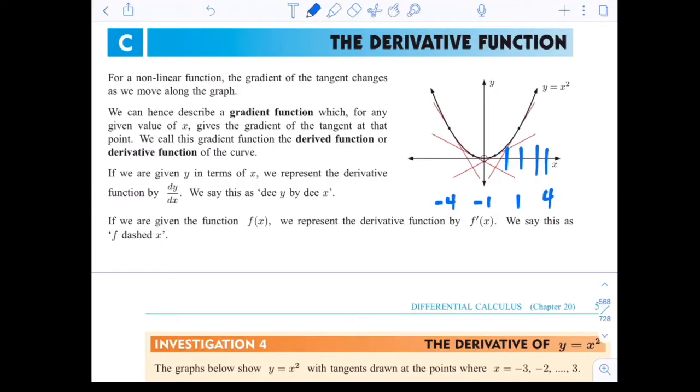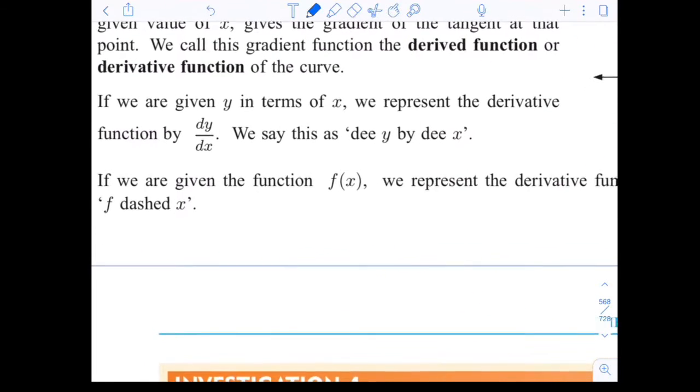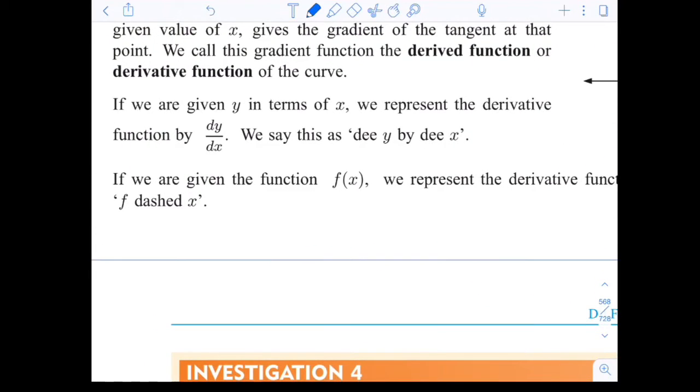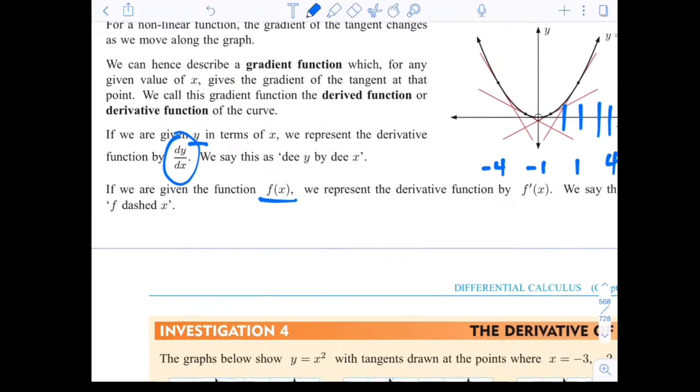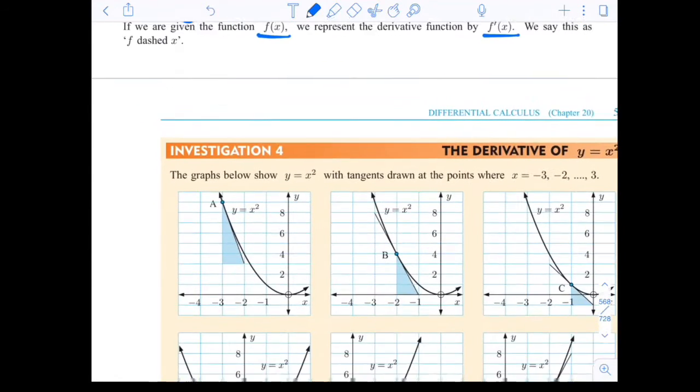So the notation that we're going to use for this new function that we come up with is, if our equation is written in terms of y, so say y is equal to whatever, we say dy by dx, and that's the notation for it there. If our function is written as f of x, we write f dashed x, which has a little slash to it. It's not an exponent, it's just a little slash. So what does that mean?